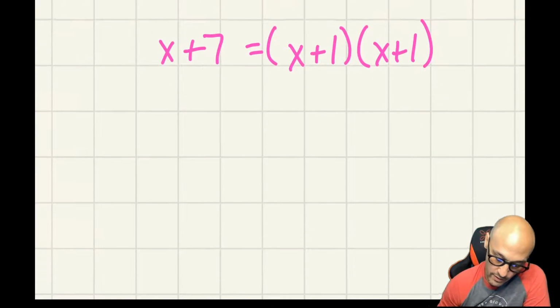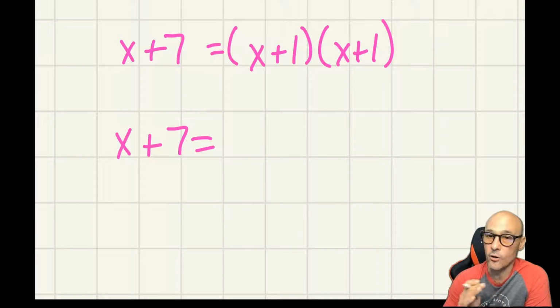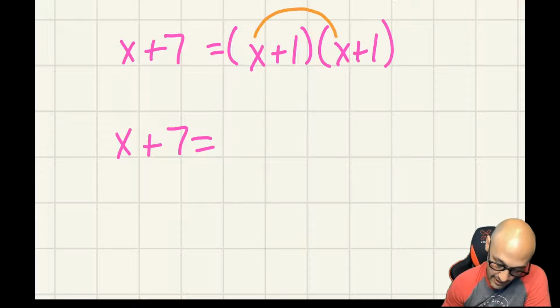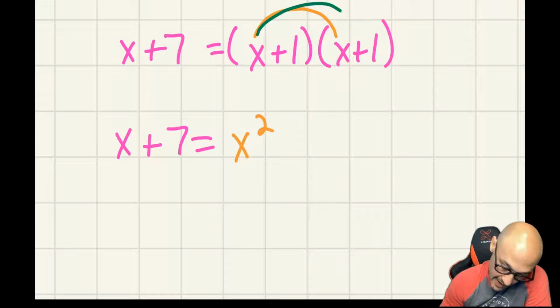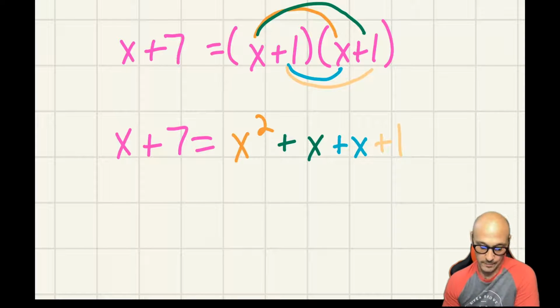The reason why this is important is because we're going to FOIL on the right-hand side. So on the left-hand side, we're going to have x plus 7, and we're going to FOIL: firsts, outers, inners, lasts. Firsts, x times x is x squared. Outers, x times 1 is 1x, or just x. Inners is going to be 1 times x, or just x. And lasts is going to be 1 times 1, which is 1.